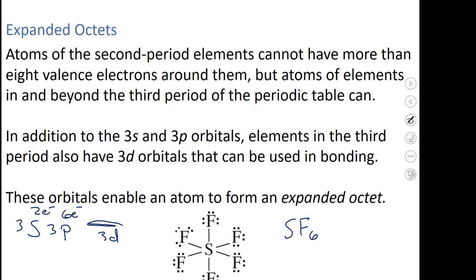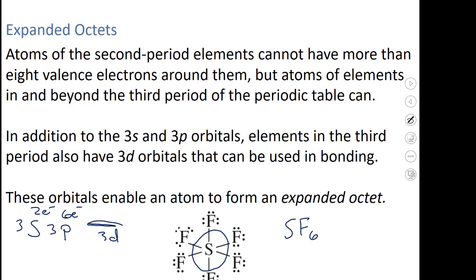So we ended up with how many electrons around this sulfur? How many electrons does that sulfur have access to? Each line is how many electrons? 2. How many lines are there? 6. What's 2 times 6? 12. I know, the math is coming. Here it is, 12 electrons. So 12 electrons right here, so that is an expanded octet because 12 is greater than 8.